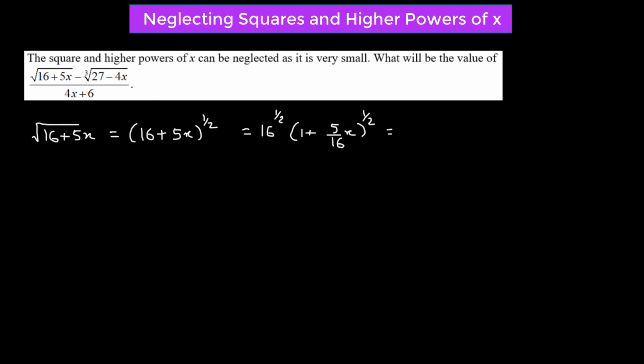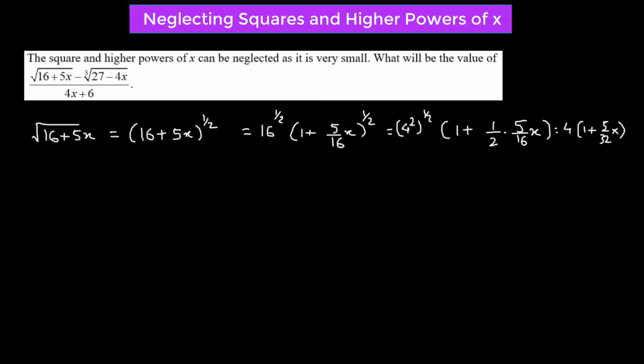Now, 16 raised to the power half is simply 4 squared raised to the power half, since 4 squared is 16, times, we'll apply the binomial approximation. So we have 1 + half multiplied by 5/16 x. And that should give us, 4 squared raised to the power of half is simply 4, times (1 + 5/32 x).